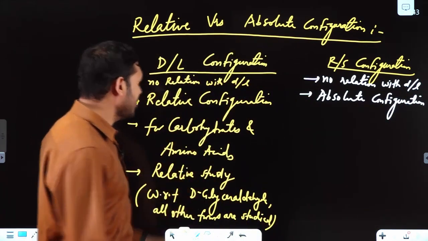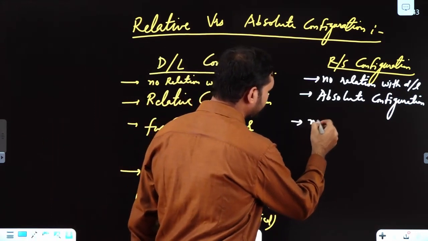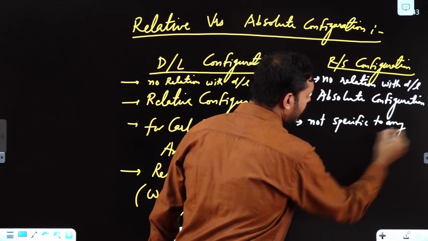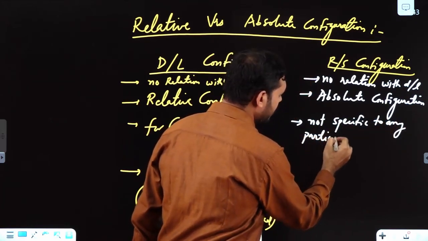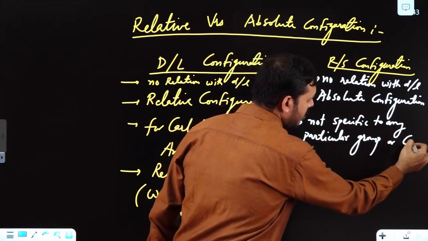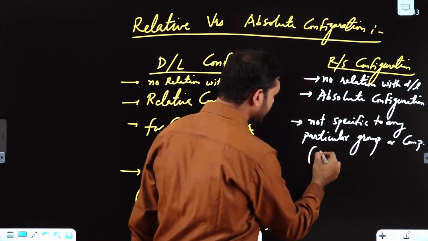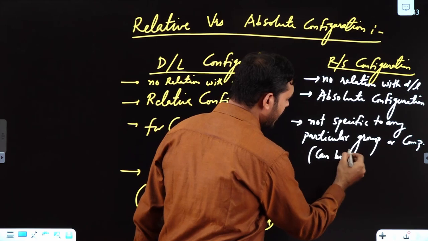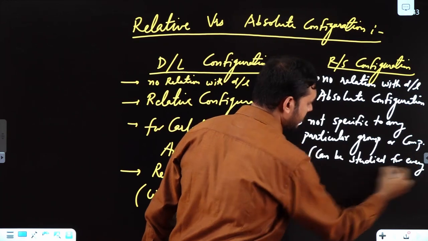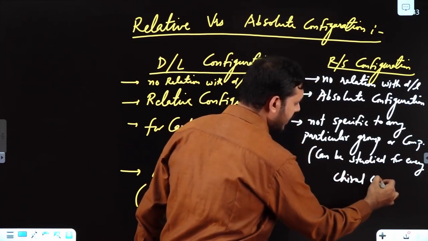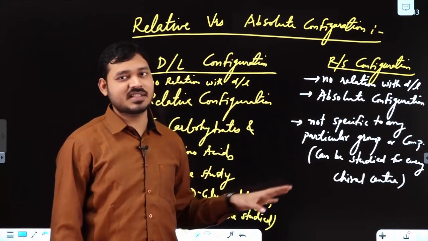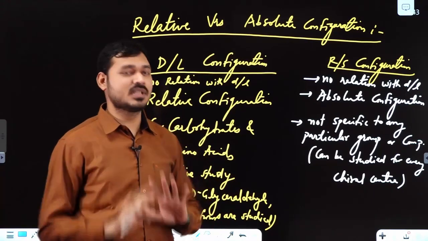Now, for carbohydrates and amino acids, it is not specific to any particular group or compound. It can be studied for every chiral center. For every chiral center we can define whether it is R configuration or S configuration with respect to the predefined rules.